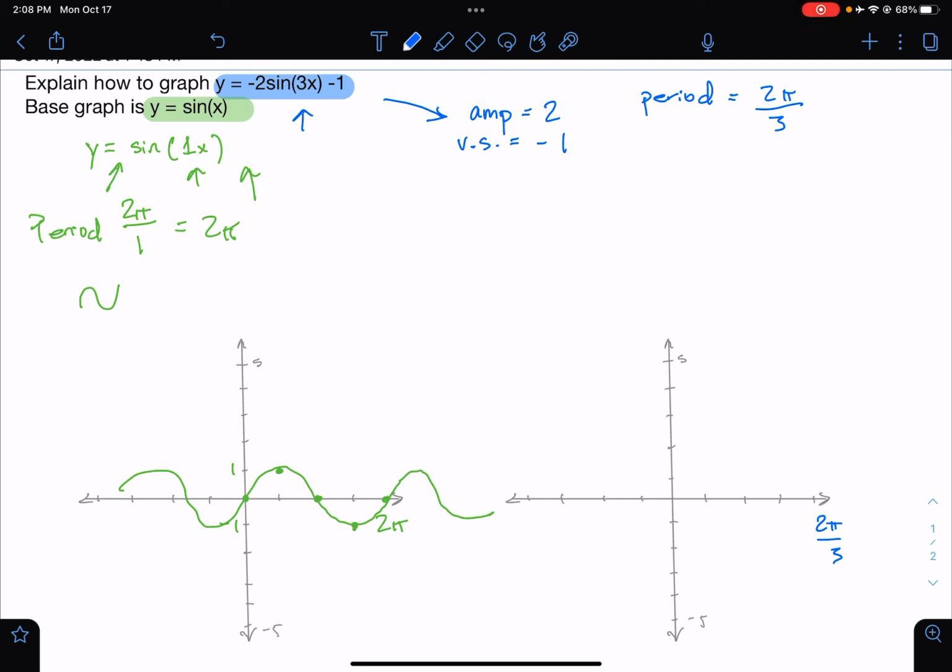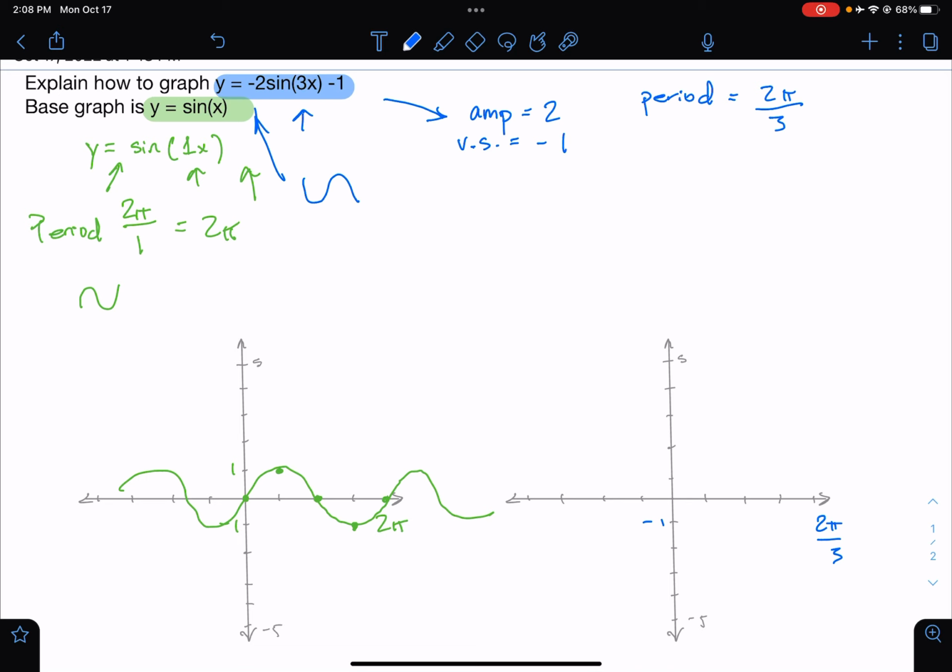And then we know the midline is at -1, which will be right there. And then since there is a negative sign before the 2, we know that this sine graph will behave like that. So first it'll dip down negative, and then it'll go positive.